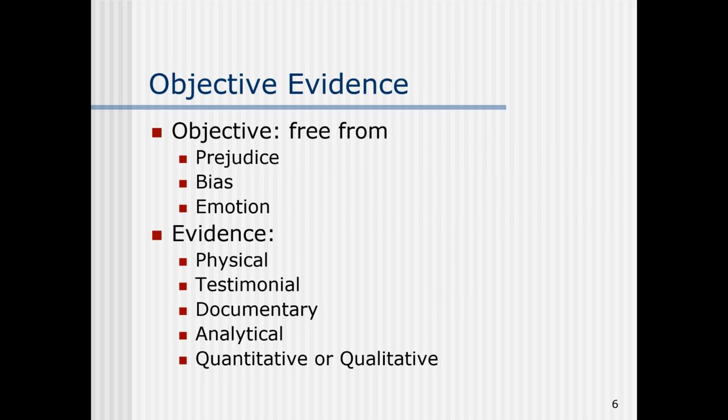Objective evidence, that which we're looking for. Think of all the cop shows. It's the exact same thing. It's objective, which means it's free from prejudice, bias, emotion. And it's evidence. It's something that we can look at, touch, see, hear. So it's physical. It can be a record. It could be the product on the floor. It could be the machinery. Testimonial, it can come from the interviews with the employees or management. The documents, it can come from data, quantitative or qualitative.